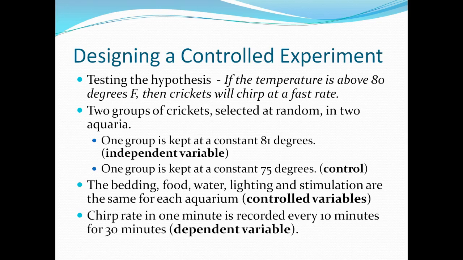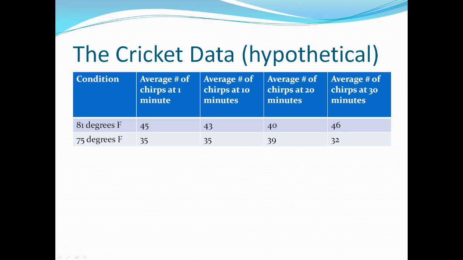Once we've gathered our data, we put them in a table. So this is a hypothetical table showing us the condition of 81 degrees versus the condition of 75 degrees. And you can see that the chirp rates are pretty similar at 81 degrees Fahrenheit. And they're also similar at 75 degrees Fahrenheit. And they appear to be higher at 81. Chirp rate appears to be higher at 81 than it does at 75.